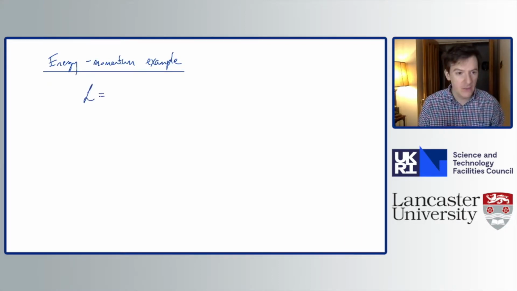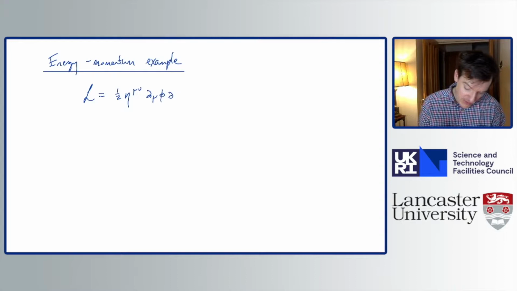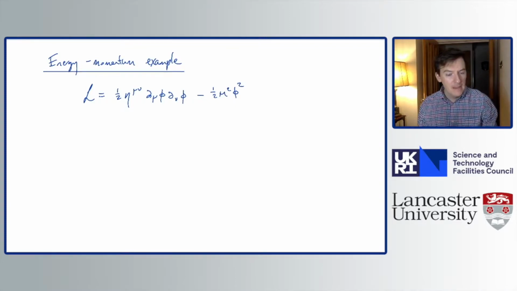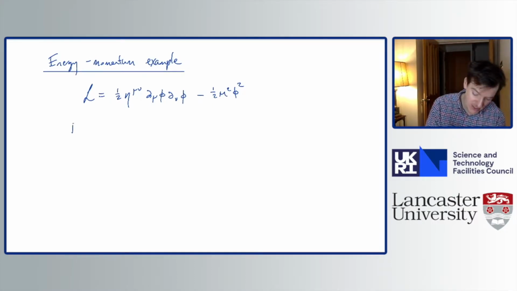Okay, so we have that the Klein-Gordon equation Lagrangian depends on the derivatives of the field minus a half m squared phi squared. And we can use the expression for the energy momentum tensor to find out what the energy and the momentum are. Okay, so let's work out what the energy is.